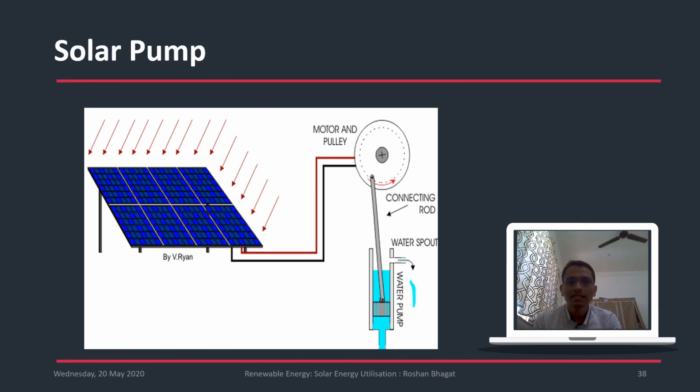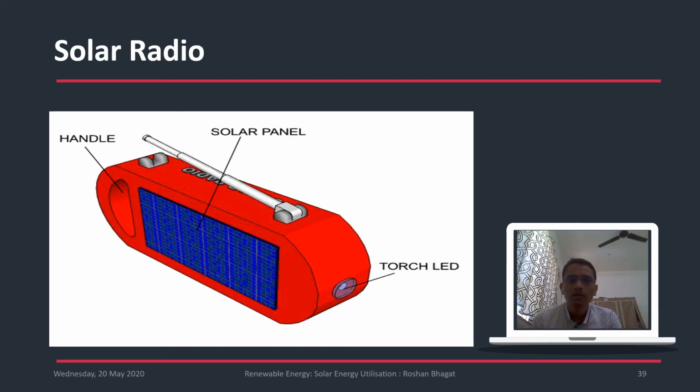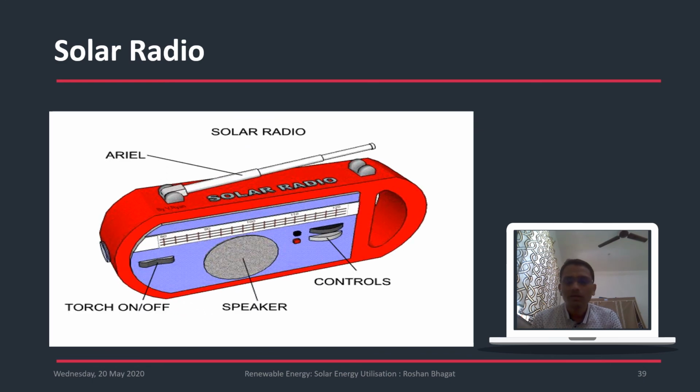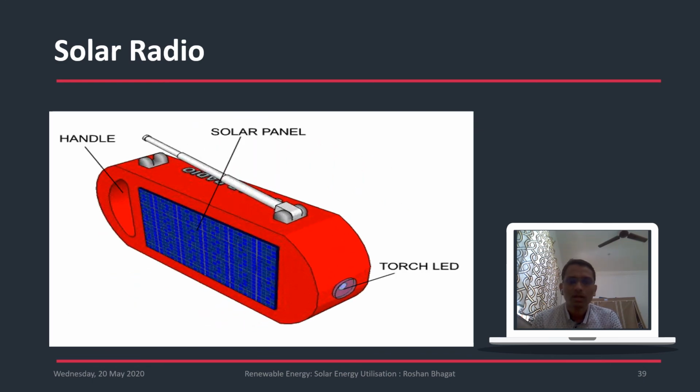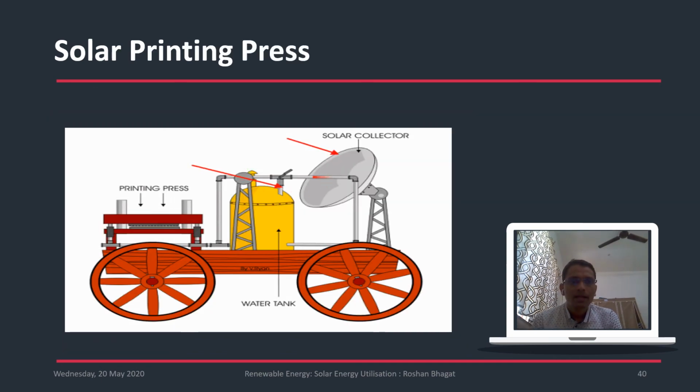Now let's see some other applications. This is one example where solar energy can be used for pumping water. Actually, solar panels are used over here. Next is a solar radio. It can be used for powering small devices like a radio, so the solar radio can work with the help of solar energy. This is again one of the applications of solar. Now next is the printing press. The printing press can also work with the help of solar energy, so this particular arrangement can be utilized.